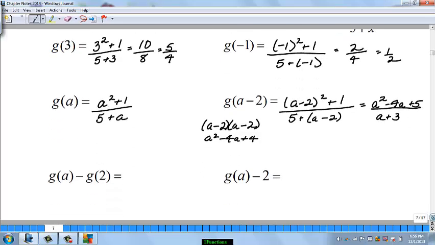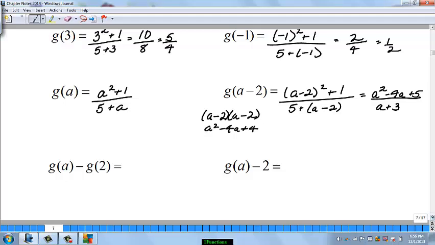And there's a couple more here at the bottom. G of a minus g of 2, we already did g of a, so that's going to be a squared plus 1 all over 5 plus a. And then g of 2, which did we do g of 2 yet? Maybe not. So g of 2, when I put g of 2 in there, come on, let's work here.